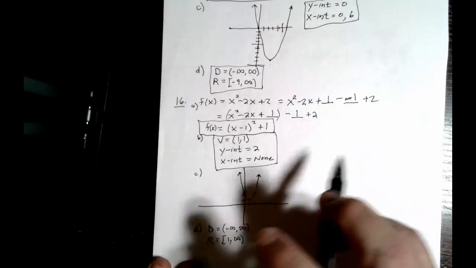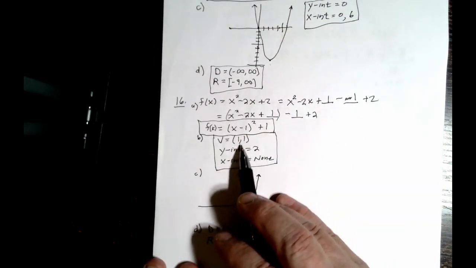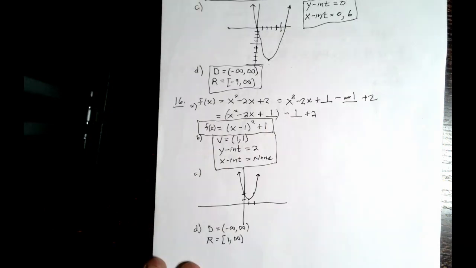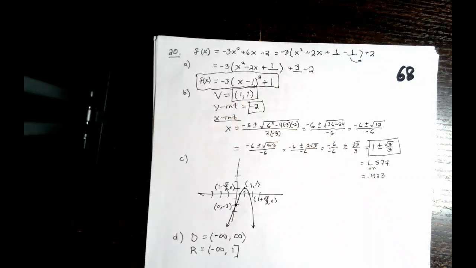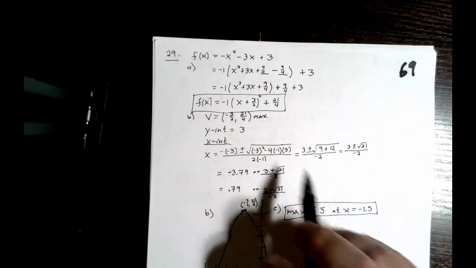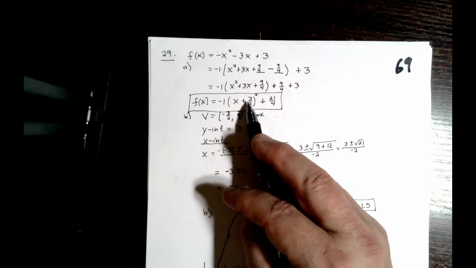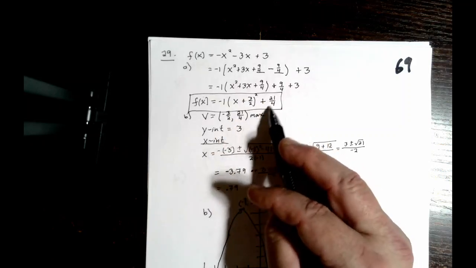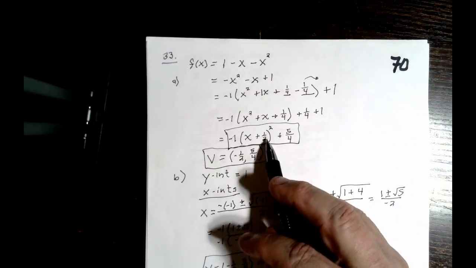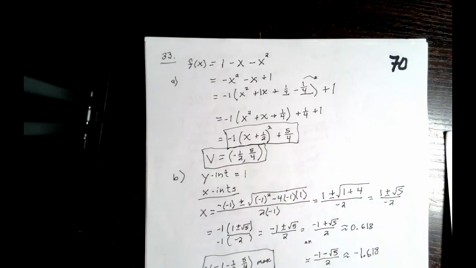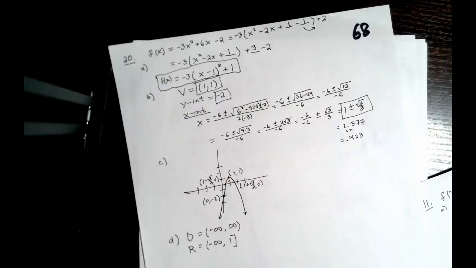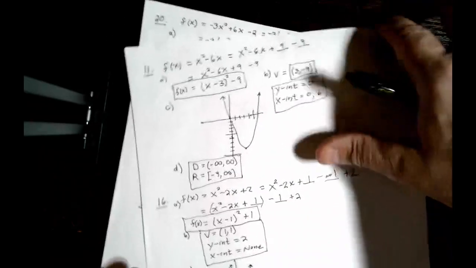Just like on 16, you change the sign of the negative 1 and you keep the 1. And on 20, you change the sign of that one to 1 and you keep the 1. And for 29, you change the sign of 3 halves to negative 3 halves and you keep whatever that is. And you change the sign of this one to minus 1 half and you keep whatever that is. So that's how you figure out what HK is.